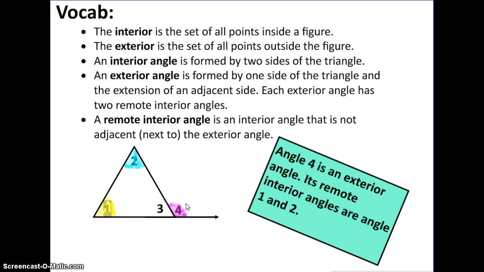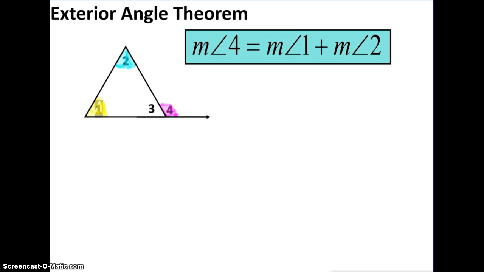Now, remote interior angle. This is important because we're going to talk about the exterior angle theorem. Remote interior means non-adjacent to the exterior angle. So in regards to angle 4, angle 1 and angle 2 are the remote interior angles, because 3 is adjacent, so we can't say that it's a remote interior angle. Alright, so here's the exterior angle theorem. It says angle 4 is equal to angle 1 plus angle 2. Okay?